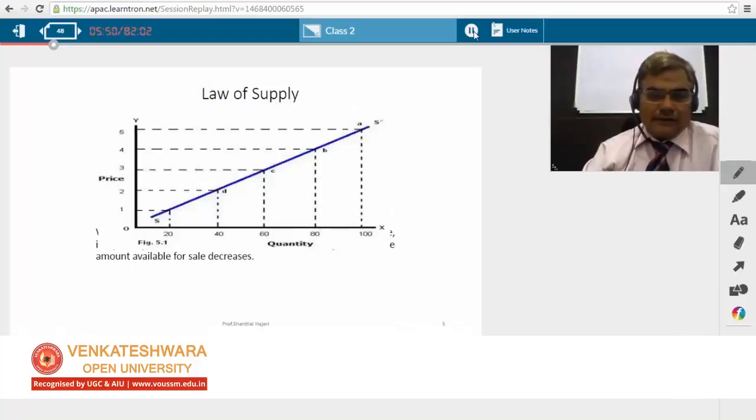Here is another graph of the same law of supply, where it shows the supply curve sloping upwards. The demand curve is shown as D dash and the supply curve is shown as S dash. S dash means supply curve.